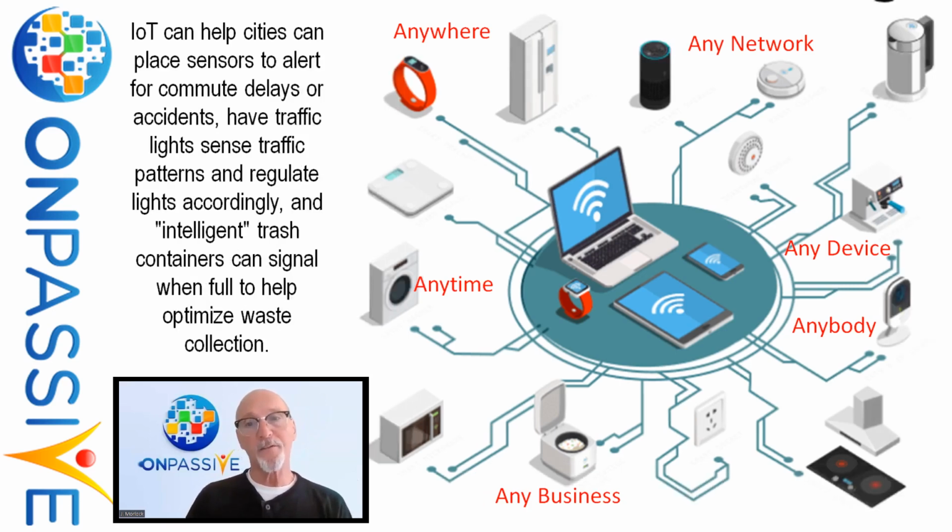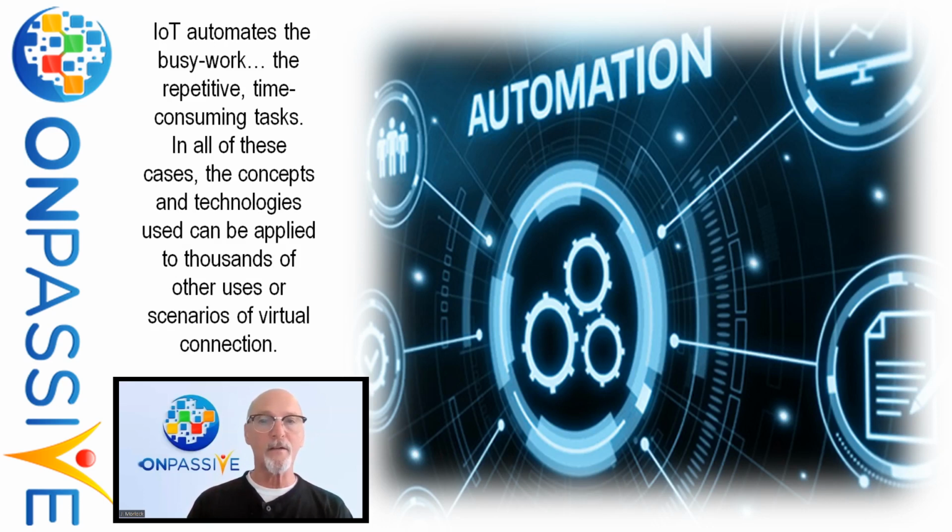Town planners can have sensors placed that can alert delays in commutes or accidents. Traffic lights can sense traffic patterns and regulate lights accordingly. Intelligent trash cans can be used that'll give notifications when they become full, to optimize waste collections. All these things are examples of IoT in everyday use. And in all of these cases, IoT actually automates all the repetitive, the mundane, the time-consuming tasks that we don't want to do. And in all of these cases, the concepts and the tech used can be applied to thousands of other uses or scenarios.